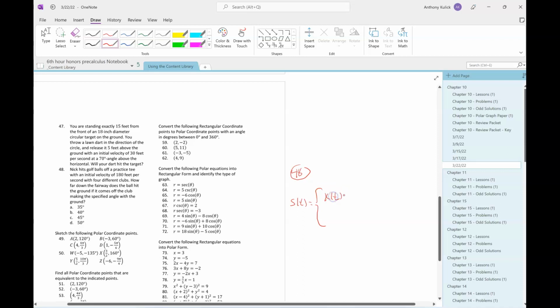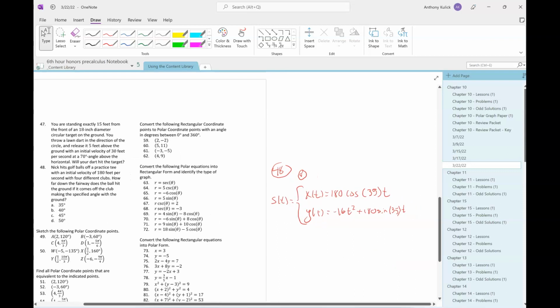Okay, so x of t is initial velocity times cosine of the angle times t. Y of t is negative 16t squared plus initial velocity times sine of the angle times t. And I guess the practice tee height is basically going to be 0. It doesn't give me any information about that, so I'll assume we're just hitting them off the ground. The height is so small it's negligible.